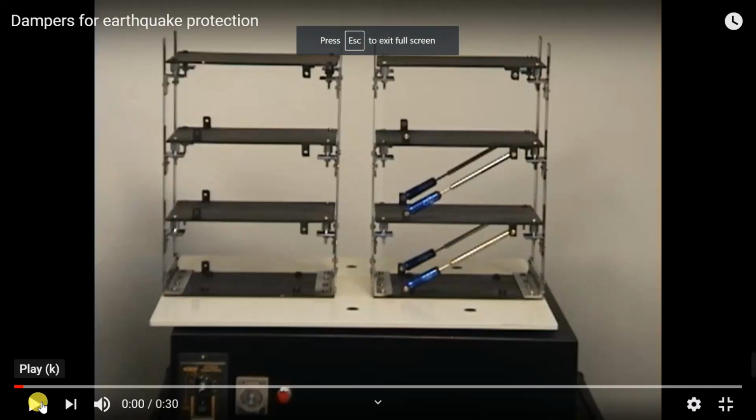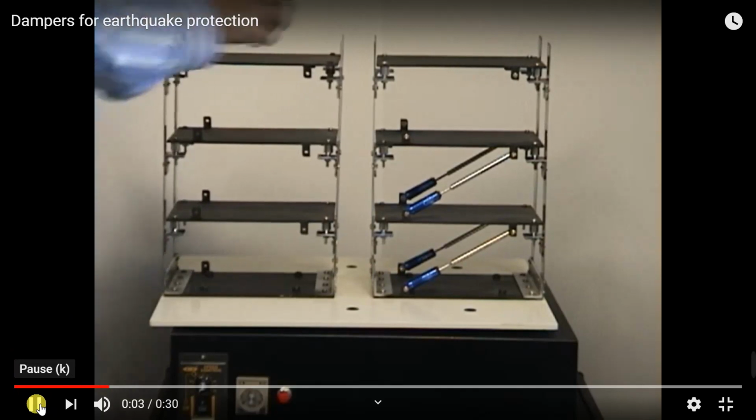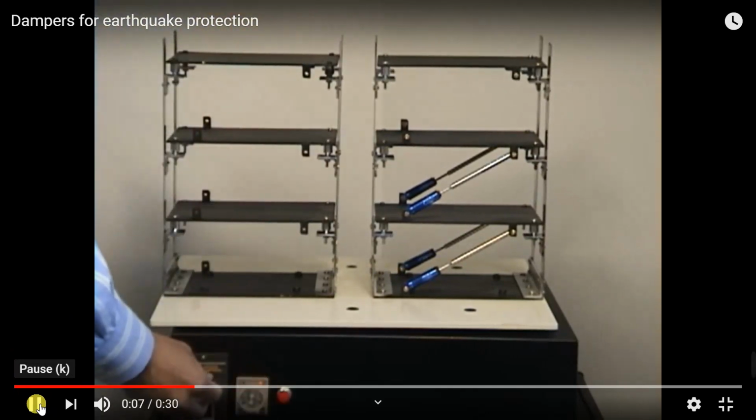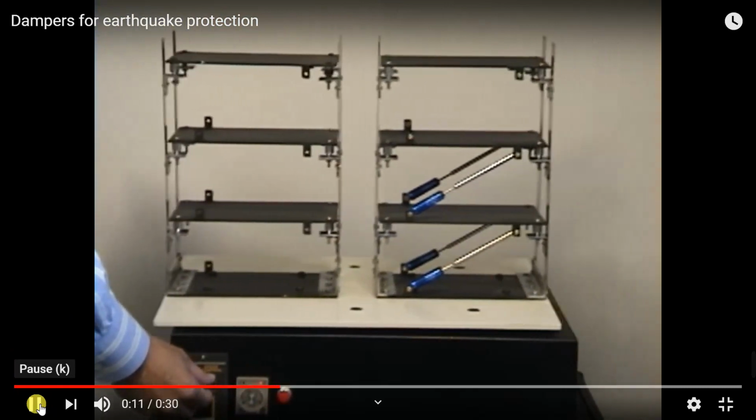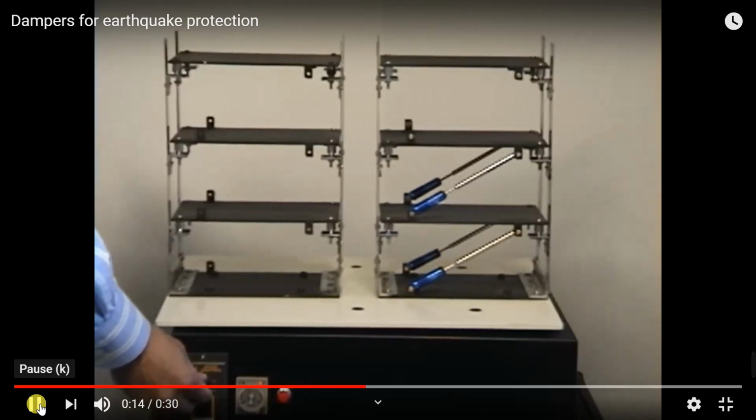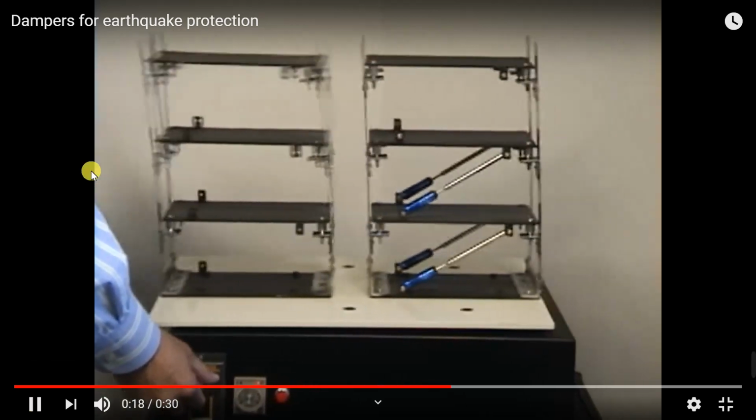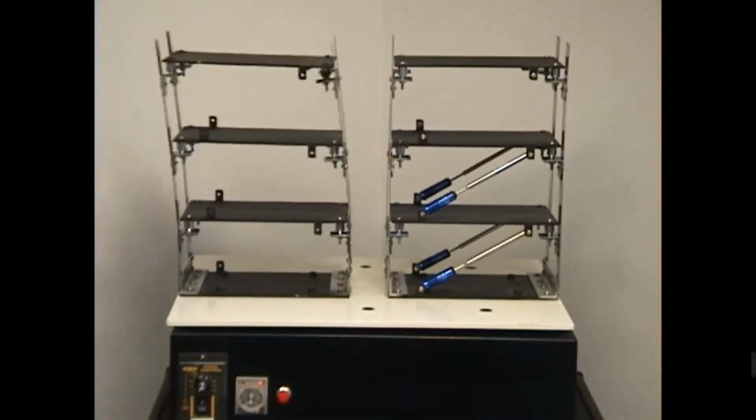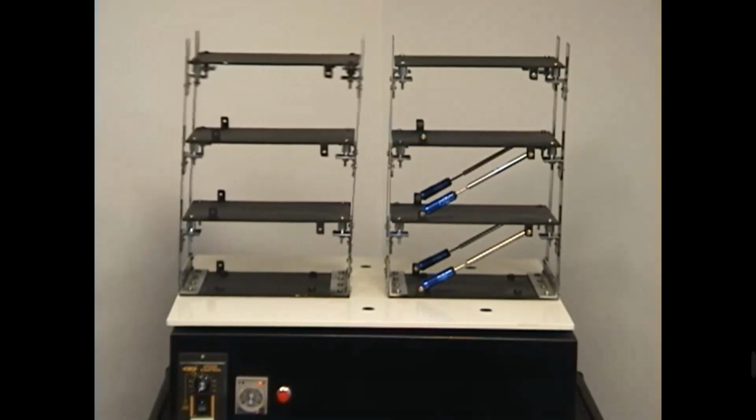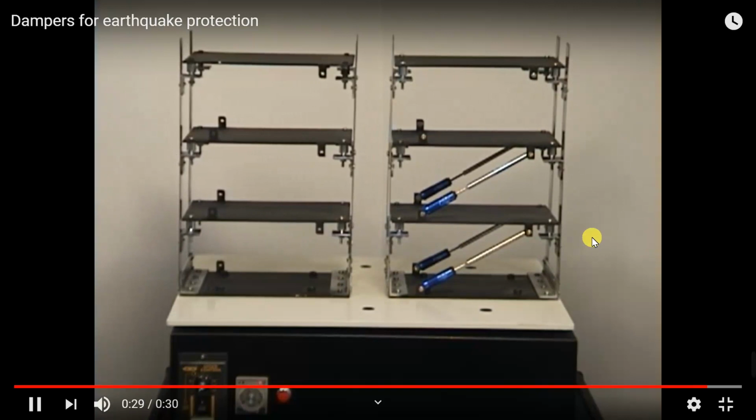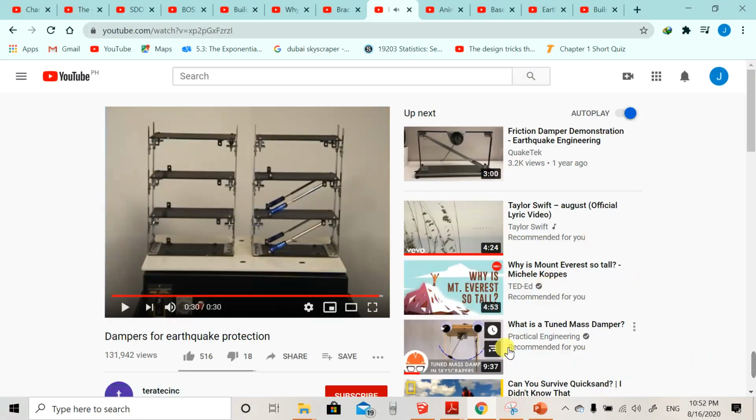Para makita nyo kung gaano ka-effective itong viscous damper natin, this building has no damper, while this one, meron tayong nilagay na damper. So, play ko. Ayun class, nakita nyo na kapag may damper, mas matibay siya. Mas bihira yung paggalaw ng structure.